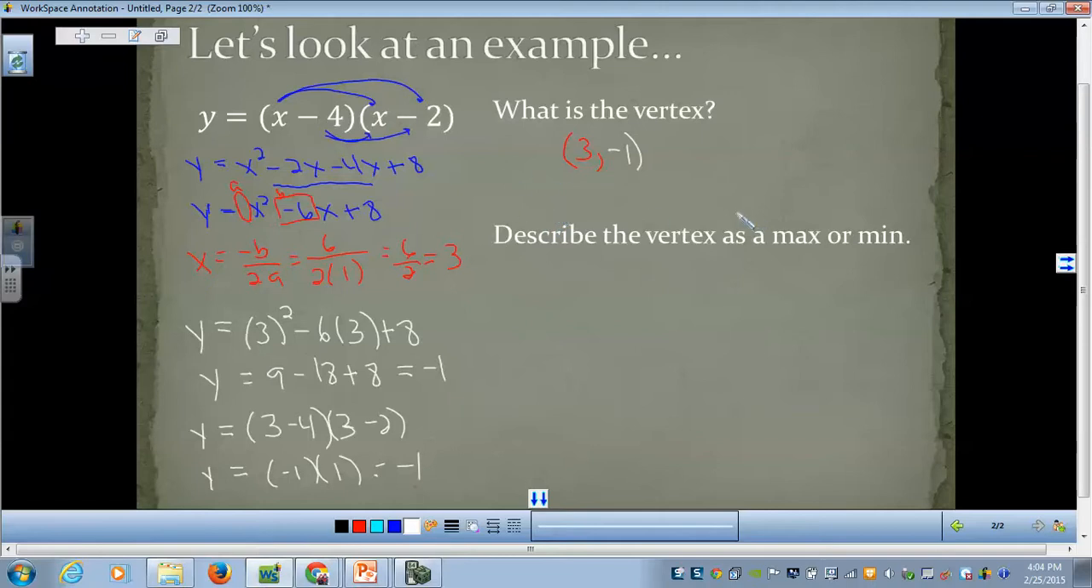Now we discussed how to do this in class. What we want to do now is describe the vertex as a max or a min. What we talked about in class is we need to know whether it opens up or down.